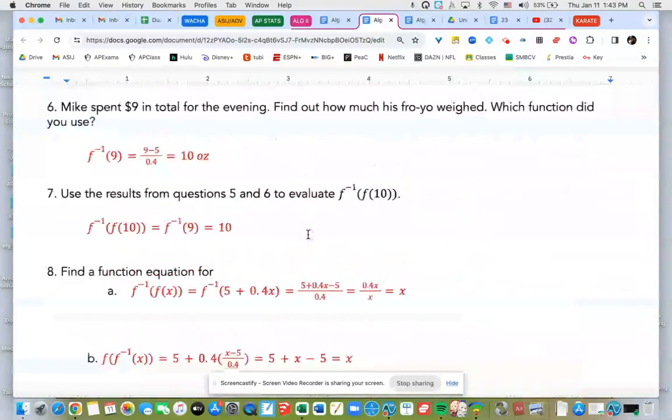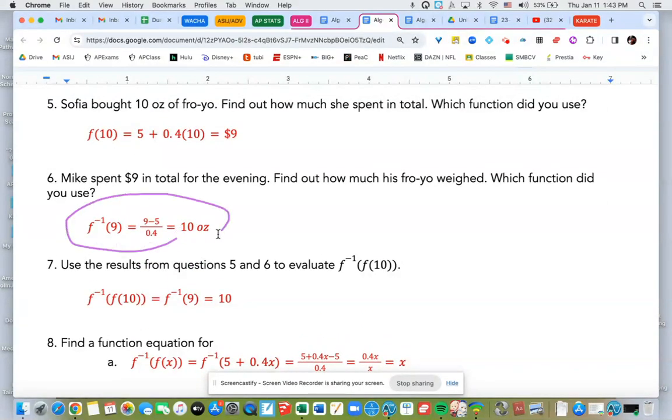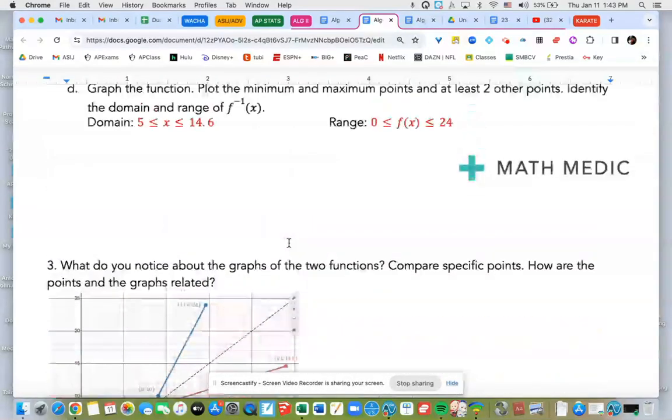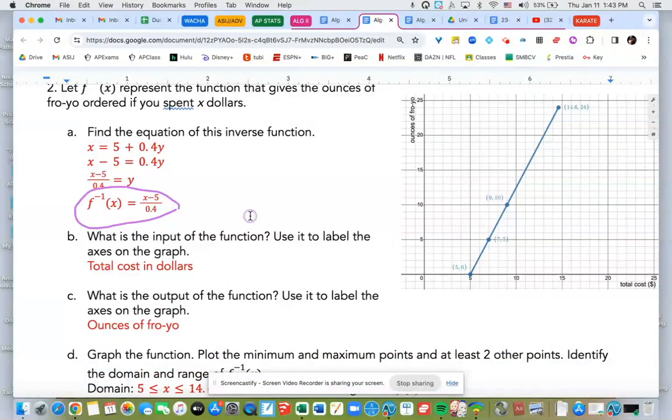So you'll see, whoops, went too far. So you see they got $9 for just this inside piece. So that gets replaced by $9. But now they're going to go backwards and put $9 into my inverse equation, which they actually did on the previous question, right? But just to remind you, we're using the inverse equation now, the one that I found back here.